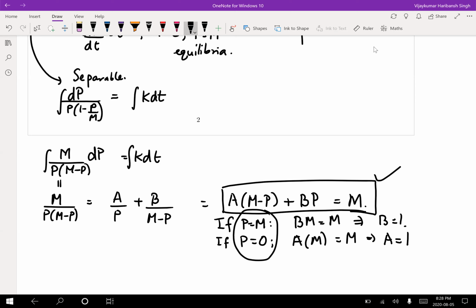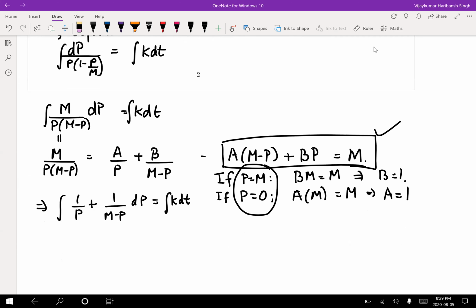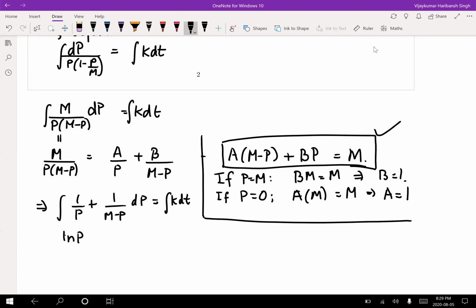So now this integral is equal to the integral of 1/P plus 1/(M - P) dP equals the integral of k dt. So let me make space here. Now, what is the integration of 1/P? It is ln P, again because population P is positive. Similarly, the integration of the second term would be ln(M - P) divided by minus 1, and again because your population is always less than the carrying capacity M, this is positive.